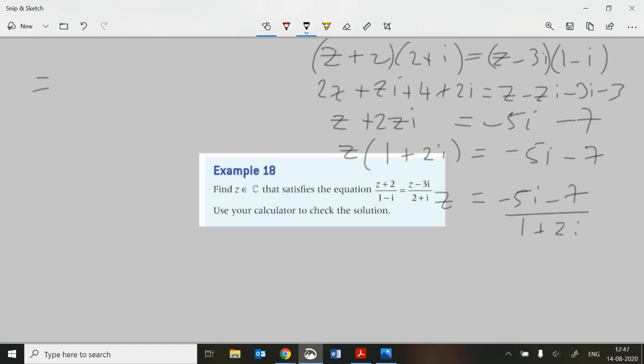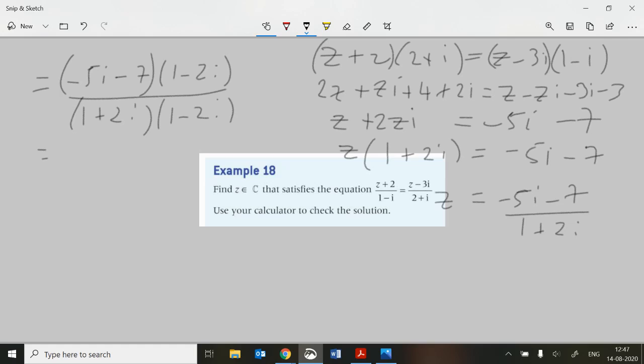In order to do that, we're going to multiply by the complex conjugate. We've got minus 5i minus 7, and then times that by 1 minus 2i. And then, of course, on the bottom, we've got 1 plus 2i. I would just make it really explicit as to what we're doing.